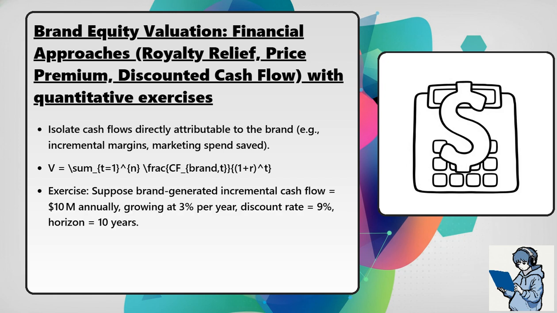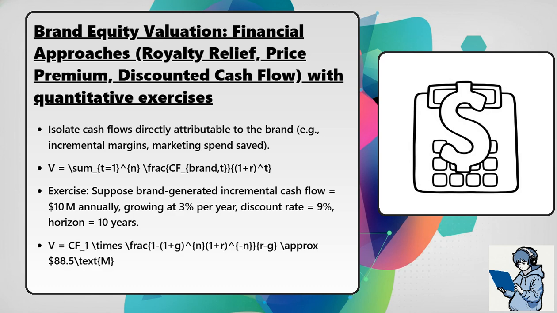Exercise: suppose brand-generated incremental cash flow equals $10 million annually, growing at 3% per year, discount rate equals 9%, horizon equals 10 years. V equals cash flow 1 times [1 minus (1.03 raised to the 10) times (1.09 raised to the negative 10)] divided by (discount rate minus growth rate), where cash flow 1 is 10, growth g equals 0.03, r equals 0.09, N equals 10.